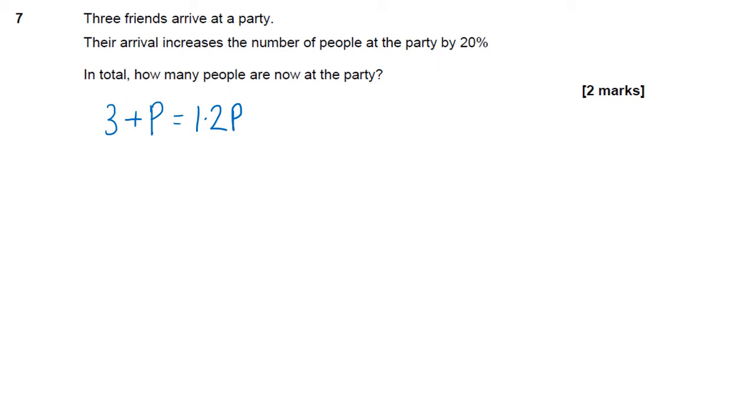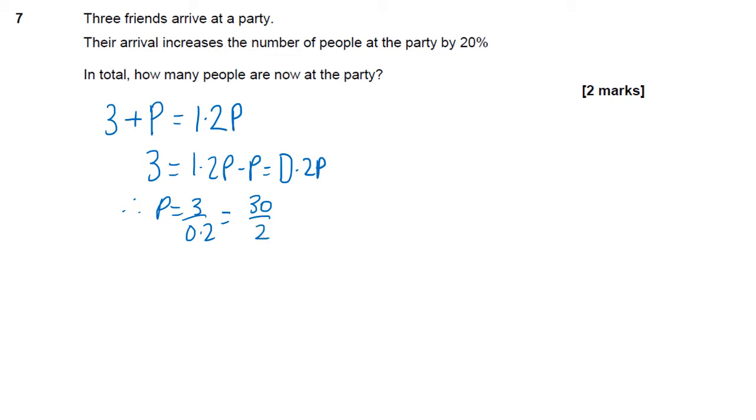If we try to solve this, 1.2p minus p is just 0.2p, and therefore p is equal to 3 divided by 0.2, which is the same as 30 divided by 2 if you multiply top and bottom by 10, which is 15. So there were 15 people at the party originally, and therefore now there are 15 plus another 3. So 18 people present at the party.